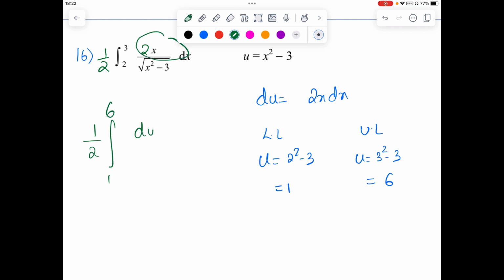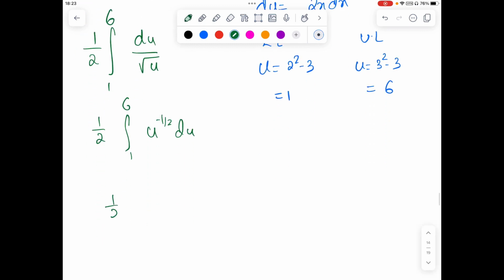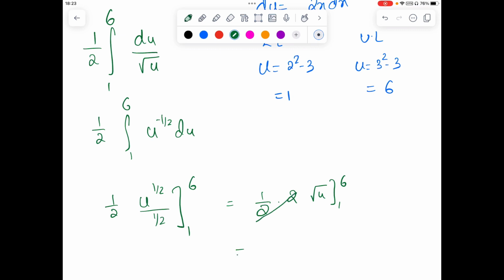2x dx is du by square root of u. Square root of u can be taken to the numerator as u power negative 1 upon 2 du. What is the integral of u power negative 1 upon 2? u power 1 upon 2 upon 1 upon 2 from the limits 1 to 6. So it becomes 1 upon 2 times 2 square root of u from 1 to 6. So 2 cancels. So square root of 6 minus square root of 1, which is square root of 6 minus 1.